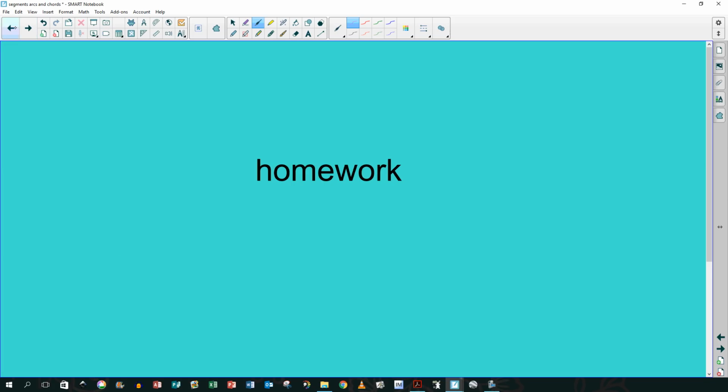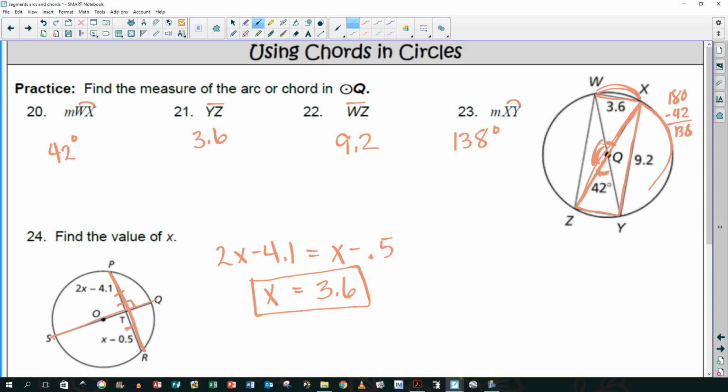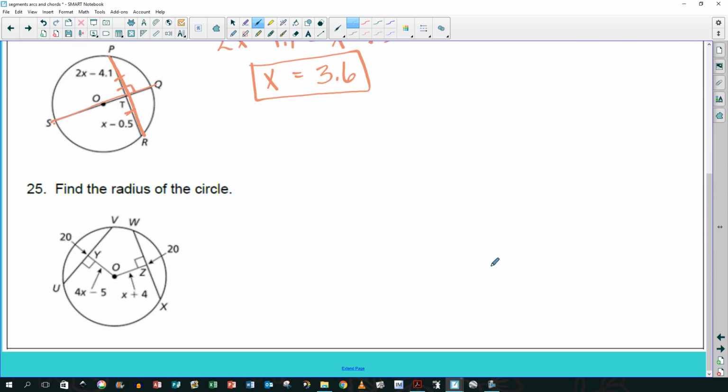All right. I think I'm missing a piece. Nope, there it is. Okay. Find the radius. So they want me to actually find the radius. Well, remember, the radius goes from the center to the edge, but they don't have any radius drawn. So I'm going to draw my own radius since they didn't give me one. The radius is the radius, it doesn't matter. So I'm going to call that my radius. They're telling me that WX is 20. Well, that means this is 10, and that means this piece is 10.